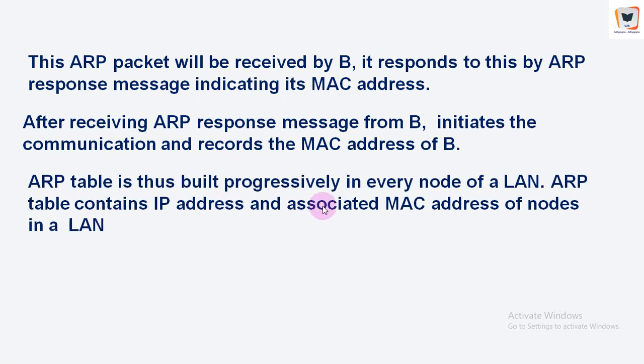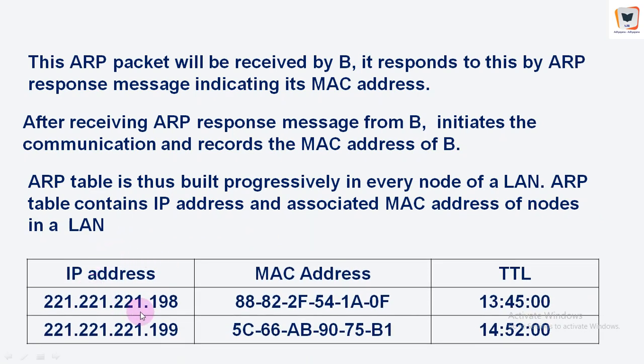The ARP table is thus built progressively in every node of a LAN. The ARP table contains the IP addresses and associated MAC addresses of nodes in a LAN, and it will look something like this. It is a three-column table where the IP address is there, the MAC address is there, and the time to live is there. Time to live here is how long this particular mapping holds good for a given LAN.